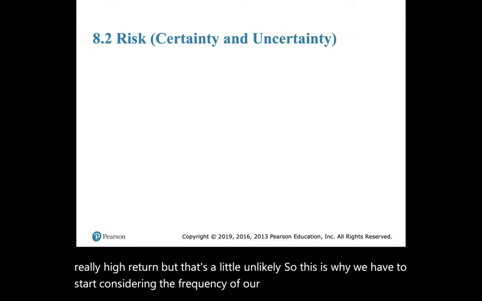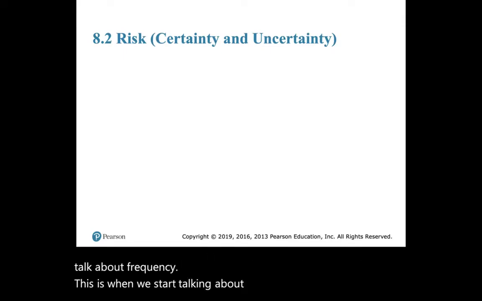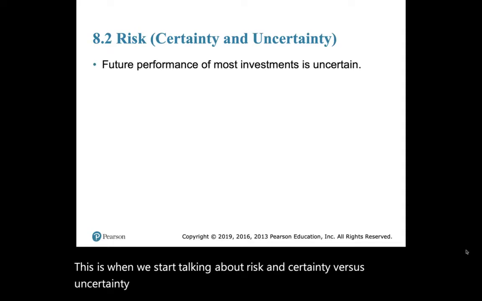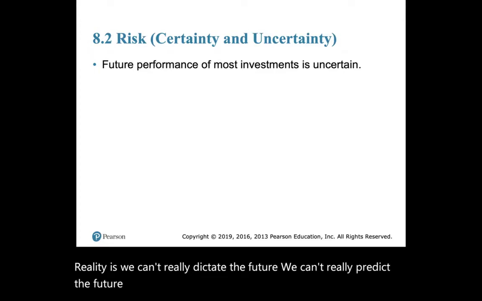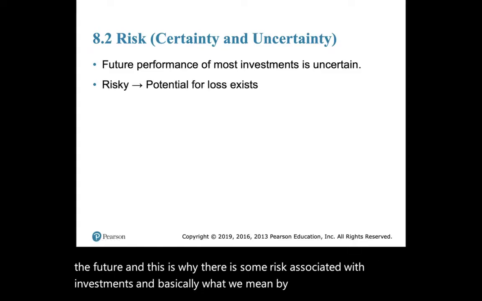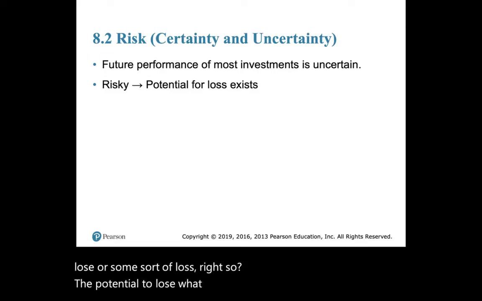And when we talk about frequency, this is when we start talking about risk and certainty versus uncertainty. Okay, so the reality is we can't really dictate the future. We can't really predict the future. Okay, and this is why there is some risk associated with investments. Basically what we mean by risk is the potential to lose, or some sort of loss, right? So, the potential to lose what we've already invested, okay?